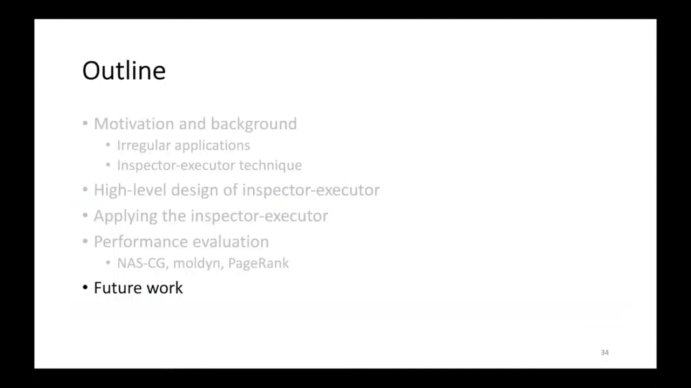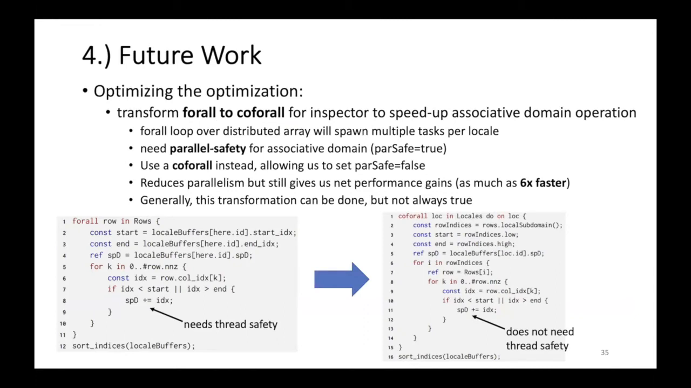So last thing is future work. What we're mainly doing right now is optimizing the optimization, so making the different parts of the inspector and executor faster. The first thing goes back to the inspector, where we mentioned how we needed thread safety for this associative domain operation. But if we could formulate this forall loop structure as an equivalent coforall, then we have 1 task per locale, so only 1 task is operating on a given locale's associative domain at once.